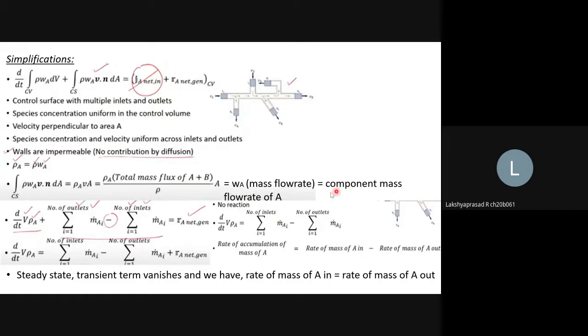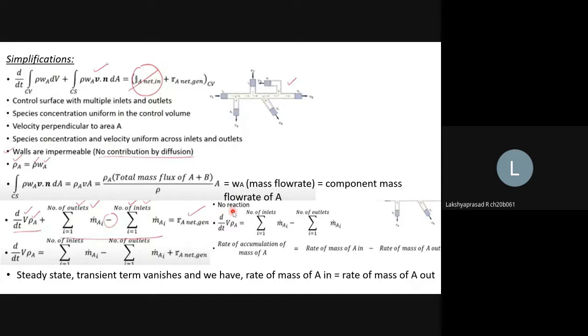The component mass flow rate of the species A in and out of the control volume through the control surface by convection. Fine. So this one, of course, the capital V is the volume of the control volume: d/dt of V rho A plus summation over outlets and minus summation over inlets of the rate of flow of mass of species A by convection, and that will be equal to RA net gen because we are assuming diffusion to be 0. And of these two terms, inlet and outlet terms can be taken to the RHS and written as shown over here.